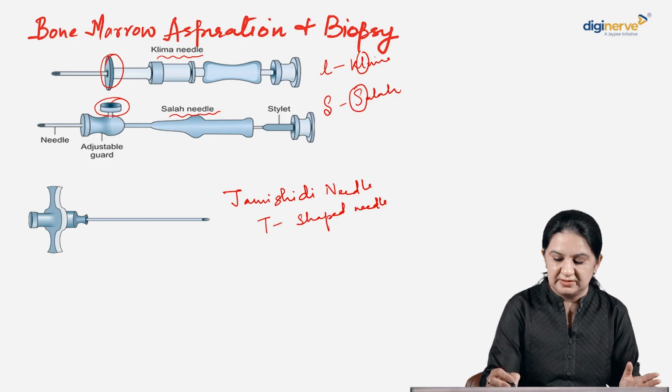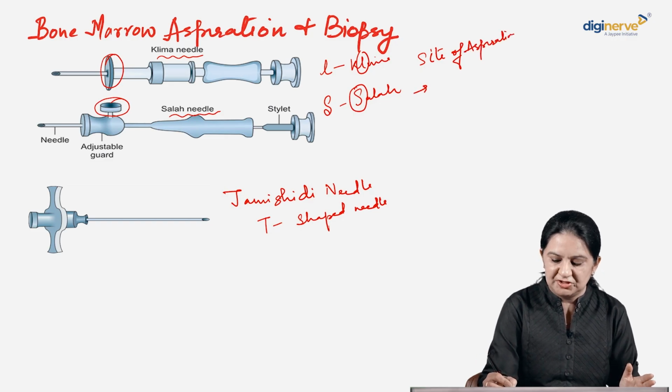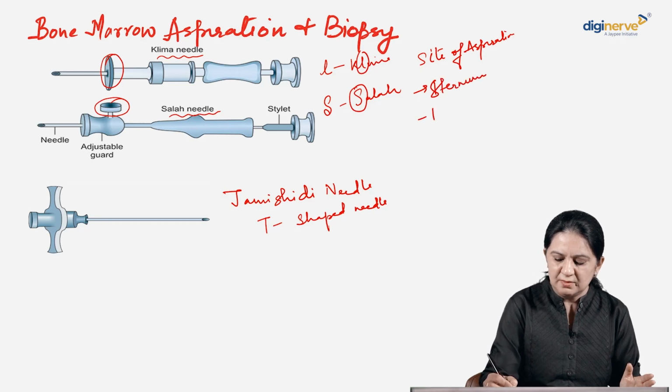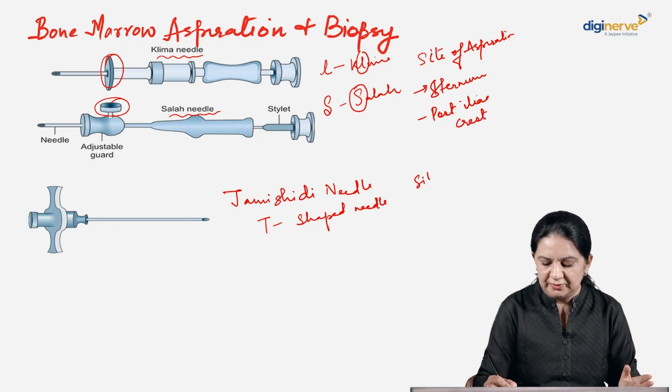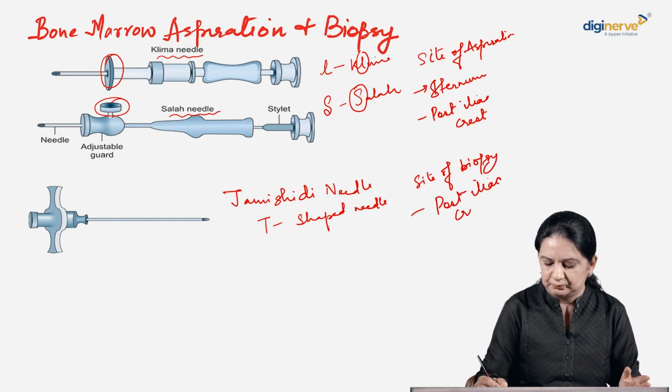While discussing these needles, just have a brief idea what is the site of aspiration in bone marrow aspiration. It is sternum and posterior iliac crest. Then site for bone marrow biopsy, yes, it is posterior iliac crest.